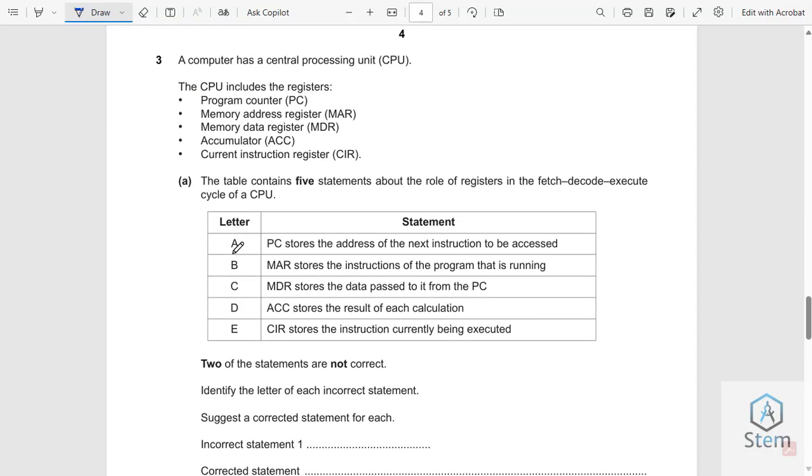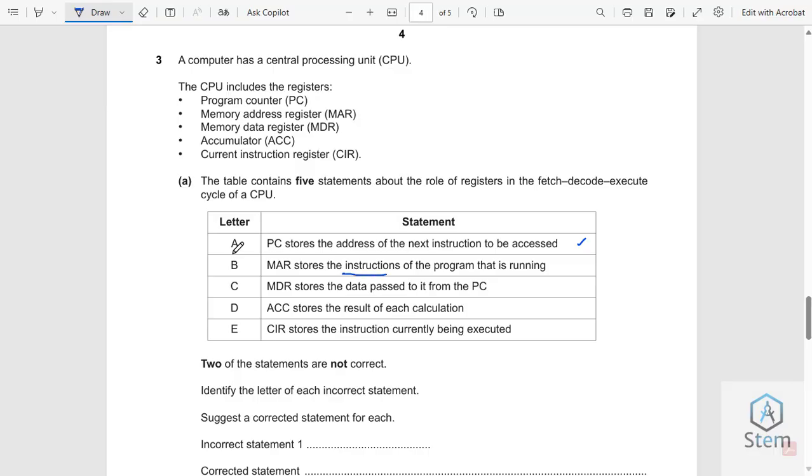Then we go to question number 3. We have to identify statements which are incorrect. If we look at statement A, this is very correct. The PC stores the address of the next instruction to be accessed. Very true. We go to statement B, the MAR stores the instructions.